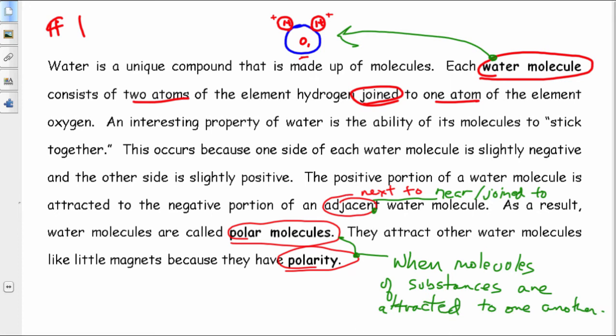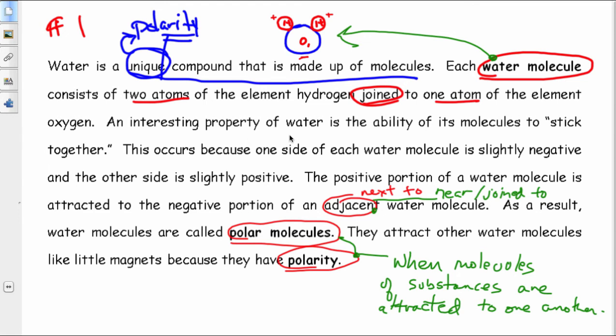Okay, blue, the main ideas in this paragraph. Water is a very unique substance. Because of its polarity, it is very unique. Water has the ability to stick to other molecules. This is a property of water that allows it not only to stick to other water molecules, but to other polar substances, or to be repelled by other polar substances.